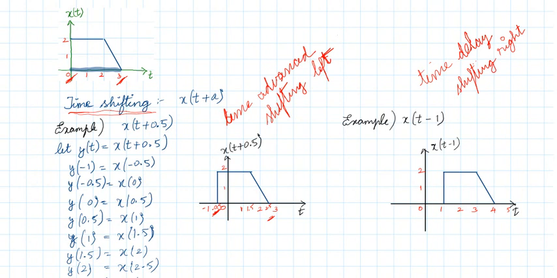This table is a basic way of solving: I form an expression and then put in some sample values. It need not always be minus 1; you can put any values and construct the plot, or else you can use common sense. I always prefer common sense. T plus 0.5 means it is advanced, so the signal is shifted left by 0.5 units. T minus 1 is a delay, so the signal is delayed to the right by 1 unit. Instead of 0, it starts at 1, and instead of 3, it ends at 4.